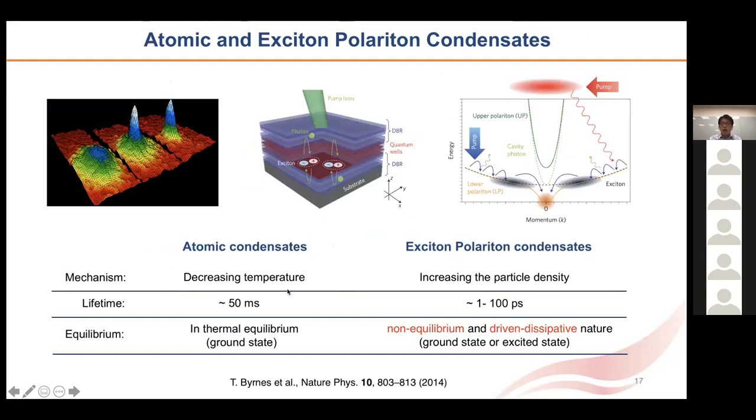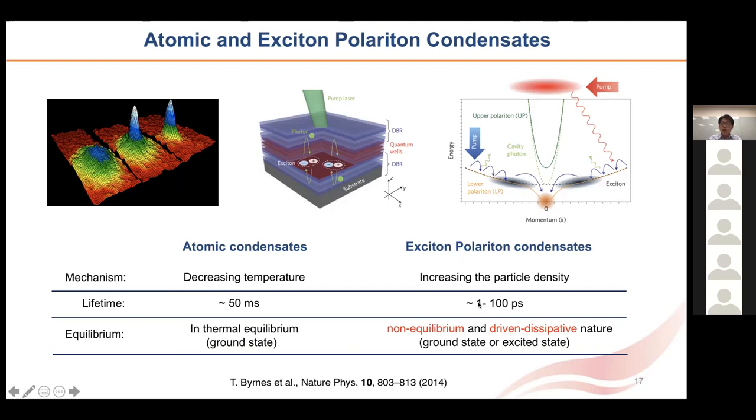So although polariton condensate shares a lot of similarities with atomic systems, they still have a few differences. For example, in atomic systems, usually the condensate is achieved by decreasing the temperature to the transition temperature. And we know that atoms usually have a long lifetime, which means that those condensation processes are usually in thermal equilibrium, going to the ground state. While the polariton system is quite different, the polariton condensate is usually achieved by increasing the particle density to trigger efficient relaxation processes. And they have very short lifetimes, typically in the picosecond range.